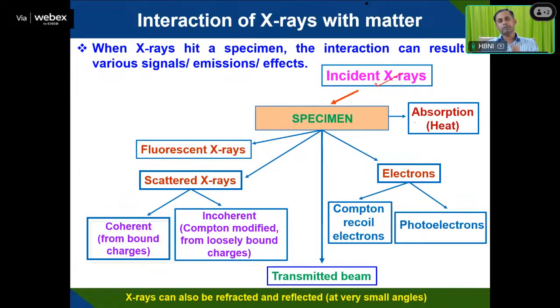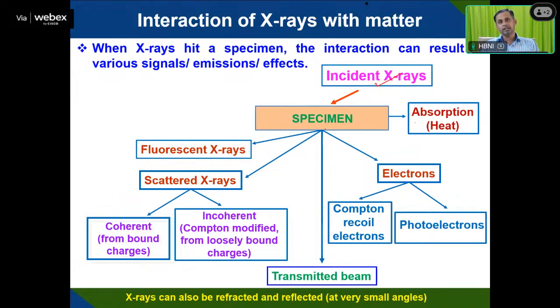Then from the specimen there can be scattered X-rays, from the X-ray beam falling on the material. After falling, it can be scattered at different angles. This scattering can be of two types: one is coherent scattering, and another is incoherent scattering. Coherent scattering is mainly from the bound charges of the specimen. But incoherent, you will see mostly Compton modified interaction, from the loosely bound charges. From there, the scattering is possible.